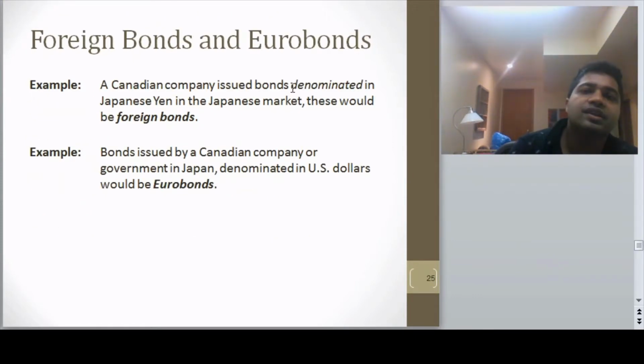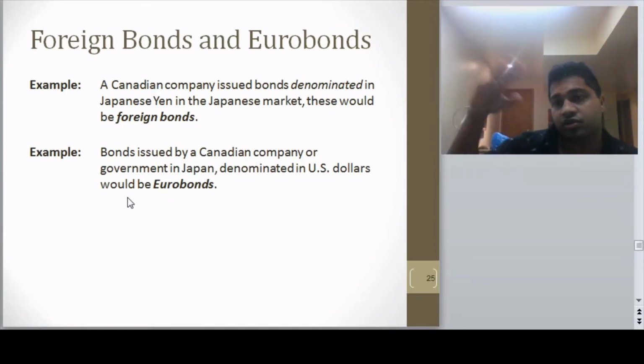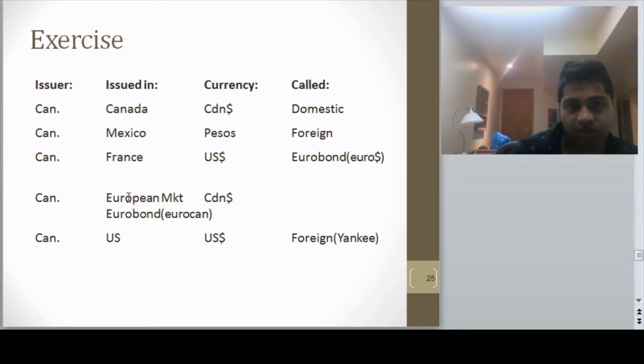Example, a Canadian company issues bonds denominated in Japanese yen in the Japanese market. It will be called a foreign bond. Bonds issued by Canadian companies or the government in Japan, but denominated in US dollars. So Canadian company, Japanese market, American dollars, all three are different, then it's a eurobond.